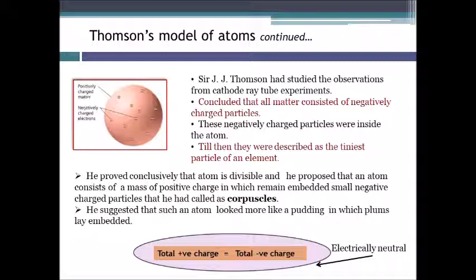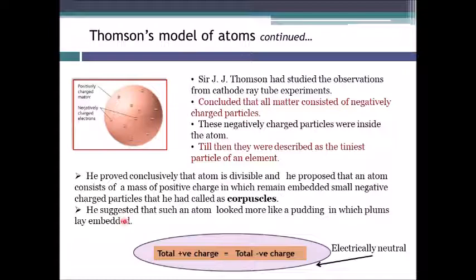He studied the observations from cathode ray tube experiments, and he concluded that all matter consisted of negatively charged particles. These negatively charged particles were present inside the atom. Till then, atoms were described as the tiniest particles of an element. He proved conclusively that the atom is divisible, and he proposed that an atom consists of a mass of positive charge in which remain embedded small negatively charged particles, which at that time he called corpuscles.